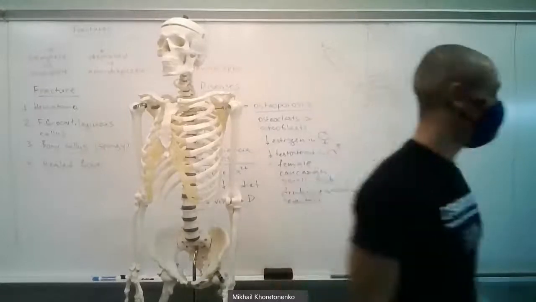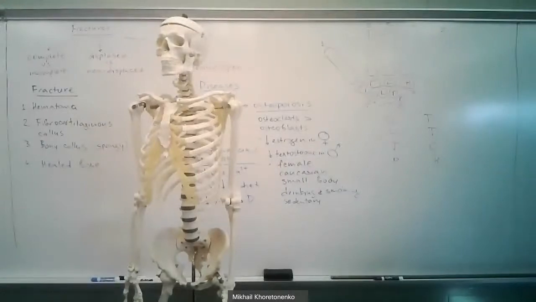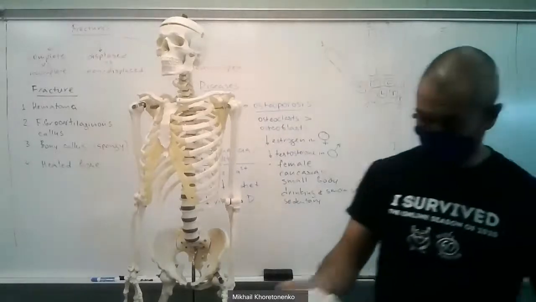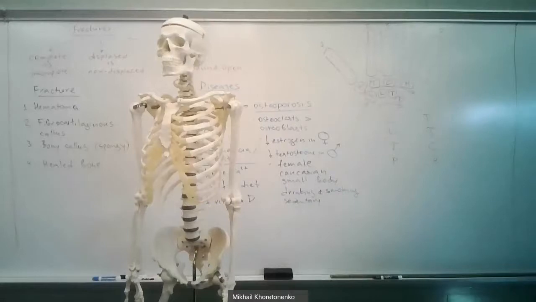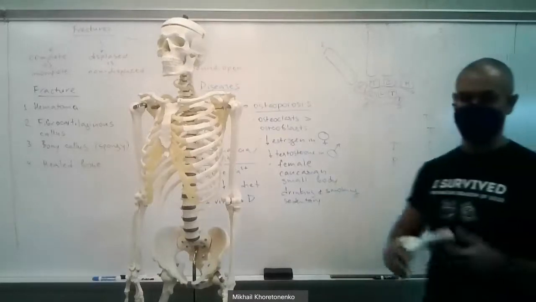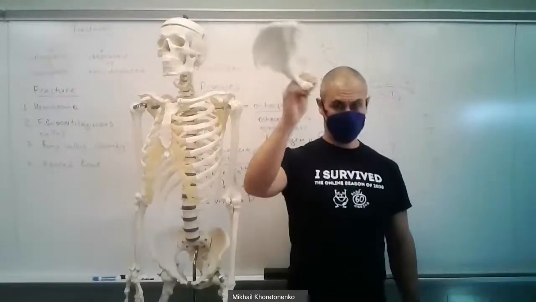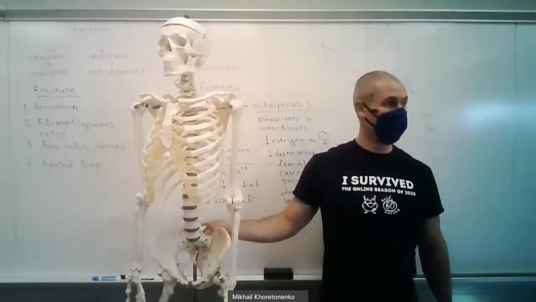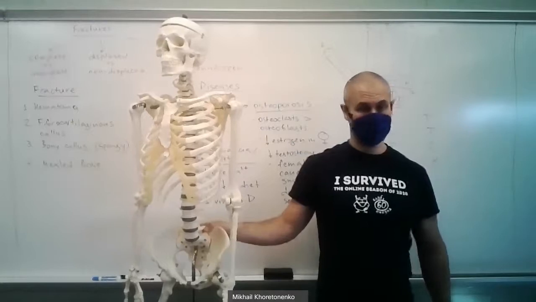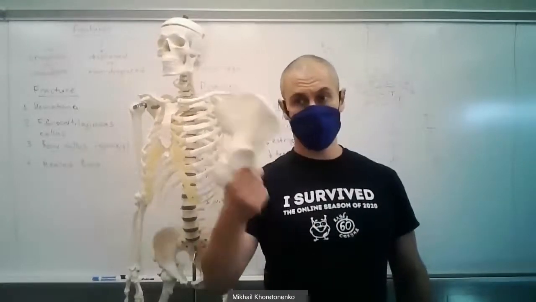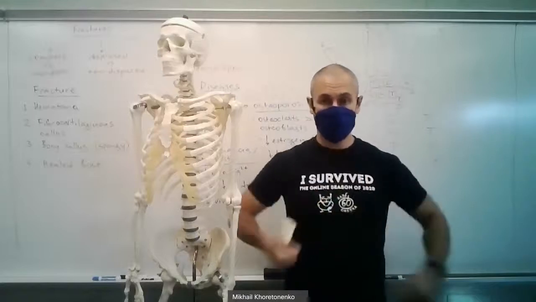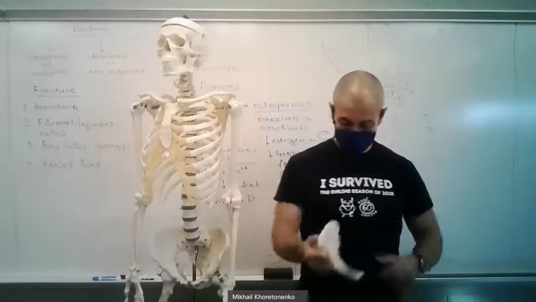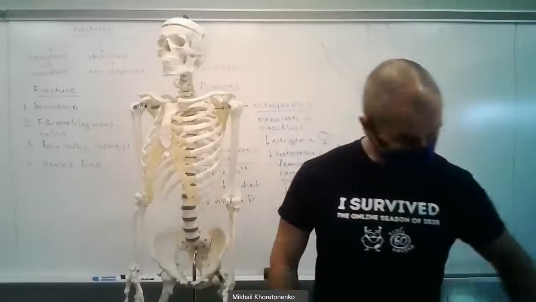So, pelvis, let me grab this. Oh, that's not pelvis. So, pelvis consists of two coxal bones, like this. What I want you to know about coxal bones: a coxal bone is the result of fusion of three bones. The upper part is called ilium, that's what you can tap on when you tap on the sides. This front part is called pubis.